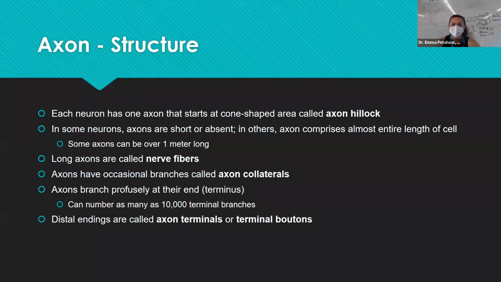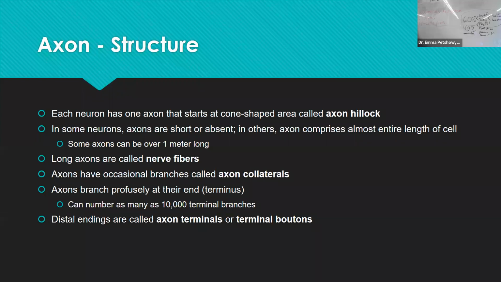Then our axons. Each neuron has one axon that starts at the cone-shaped area called an axon hillock. Will you have to know that? Probably not. You will need to know that each neuron has an axon. In some neurons, though, axons are short or even absent. In others, they're almost the whole length of the cell, much longer. Some axons can be over 1 meter long, 3+ feet. Longer axons are called nerve fibers. They can have branches themselves. There'll be one axon with multiple branches that can occur. At the end, they're going to branch diffusely at their terminus, and distal endings are called axon terminals.